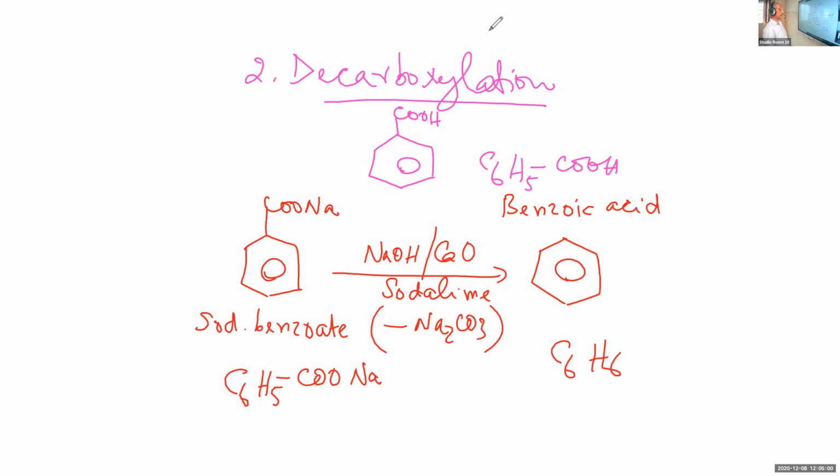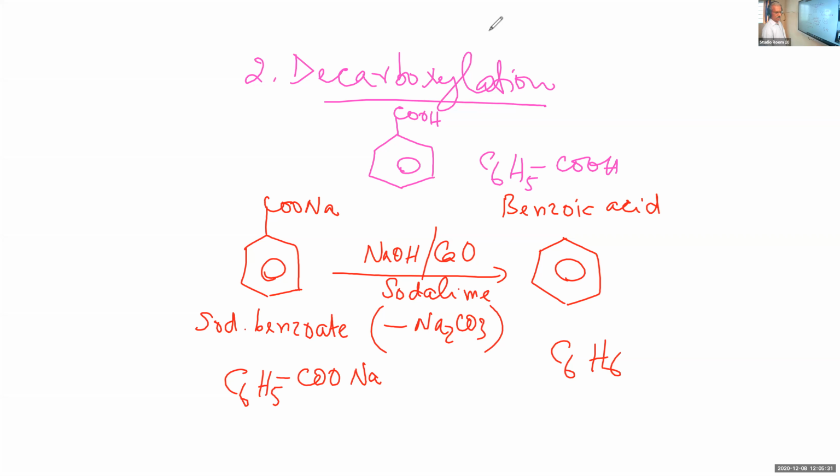And it is heated with the soda lime, NaOH plus CaO. Then the carboxyl group is removed, so it is called a decarboxylation. That is the formation of the original hydrocarbon. The COOH group is removed and it is reduced to the original hydrocarbon C6H6. So it is a decarboxylation of benzoic acid or sodium benzoate to form benzene.